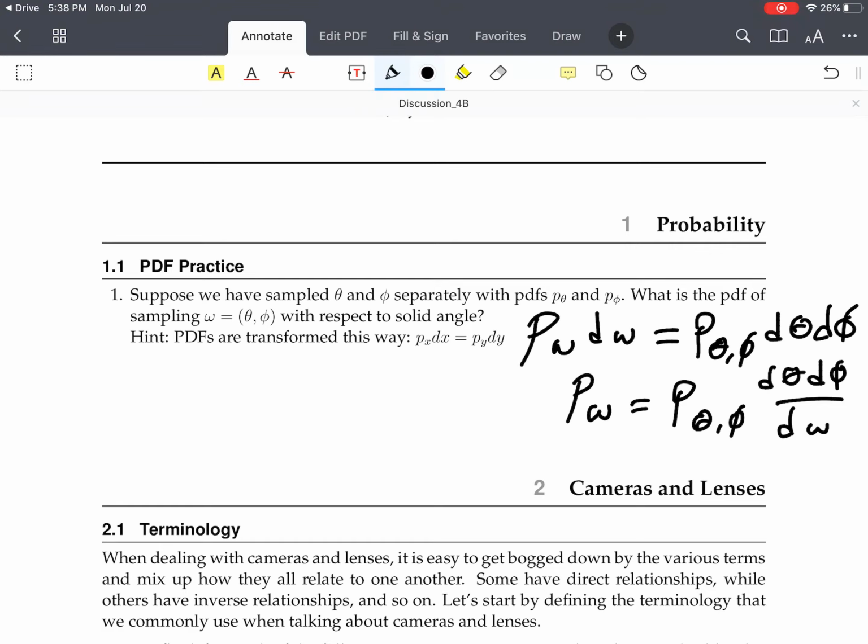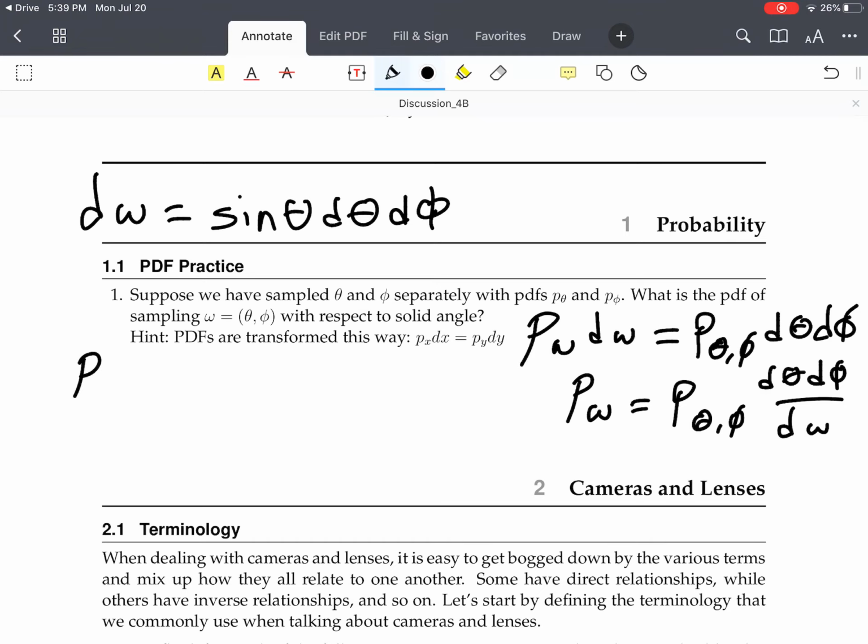Now if you remember from discussion, I want to say not the one before this, but the one before that, so last week, we found an equation that went a little something like this. This was in the question related to the sphere and the solid angle. So we have this equation, d omega is equal to sine theta d theta d phi, right? And so we can now go into the equation we have here and rewrite it.